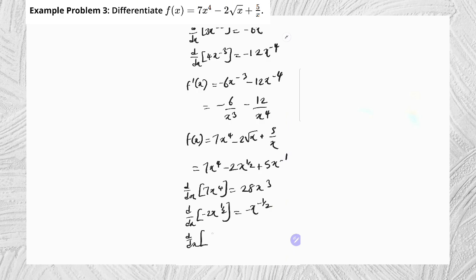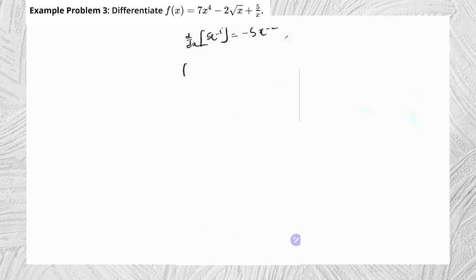So that's minus x raised to the power minus half. Now, d dx of 5x raised to the power minus 1. Minus 1 multiply 5 and it becomes minus 5. And minus 1 minus 1 will give you minus 2. So that will give you minus 5x raised to the power minus 2. Now, when you combine the results, you get the differentiation of f of x will give you 28x cubed minus x raised to the power minus half minus 5x to the power minus 2. And that can be rewritten as 28x cubed minus 1 divided by the square root of x minus 5 divided by x squared.